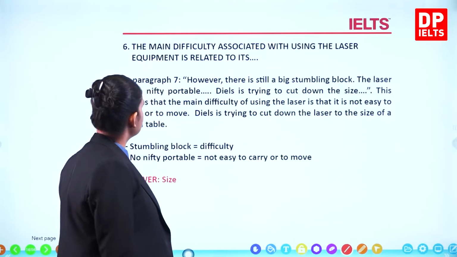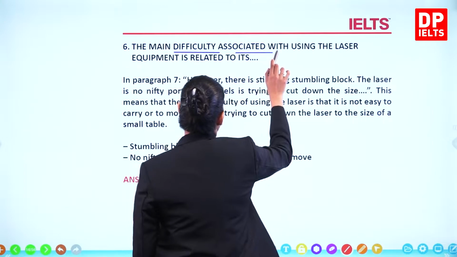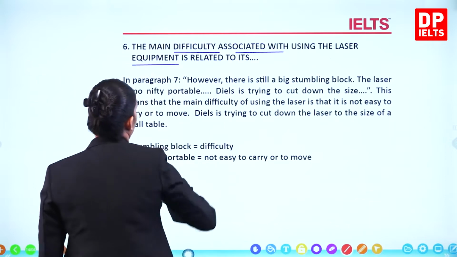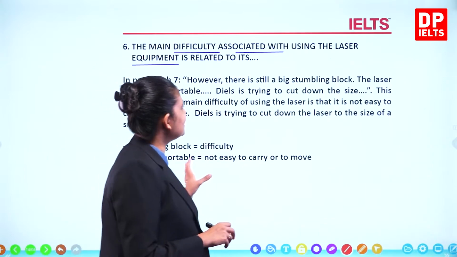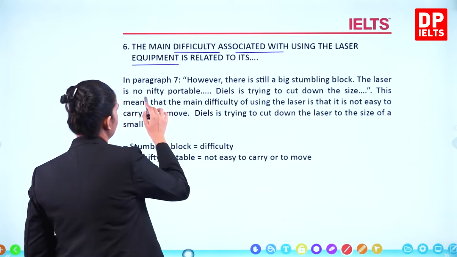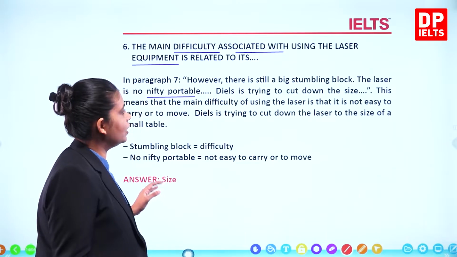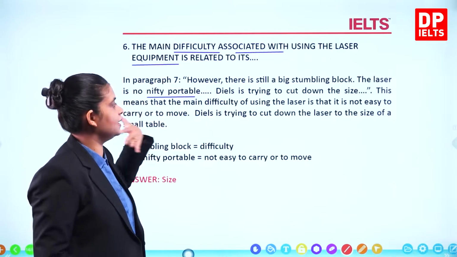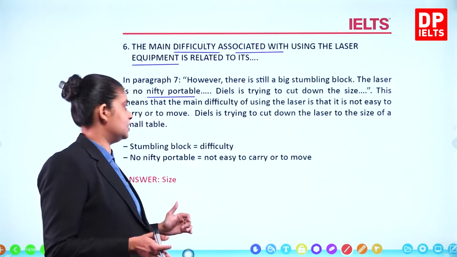Right, question number 6. The main difficulty associated with using the laser equipment is related to its what? Okay. In paragraph 7, however, there is still a big stumbling block. The laser is not nifty portable, so it's not easy to move around or carry around. Diels is trying to cut down on the size. So what it means is that there is a difficulty in carrying or using this laser, right? Because it's not easy to move it around.